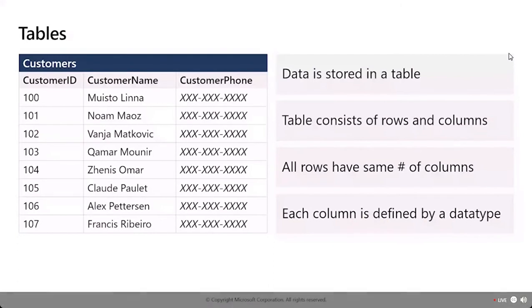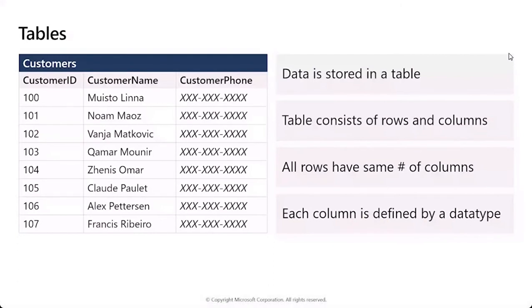Now, the rows in a table can have more than one column that defines the properties of the entity. So the properties in this case would be customer ID, customer name, and customer phone number. And all the rows in the same table will have the same number of columns. And some of these columns are actually used to maintain relationships between tables, which is where the relational database or relational model gets its name from.